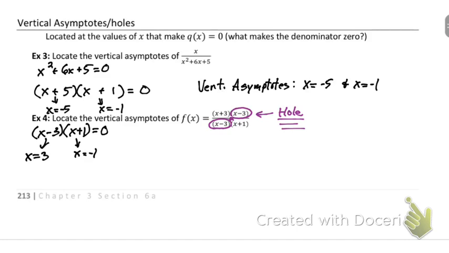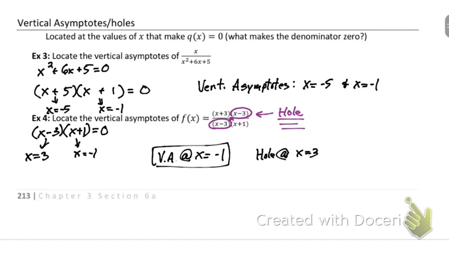So we have two things. We have a vertical asymptote, let's just call it V.A., at x equals negative 1. And we have a hole at x equals 3. So it would actually be a point. Don't forget about this fact, that you could have a hole or a vertical asymptote. All right, so that's our vertical asymptotes. Those are our holes.